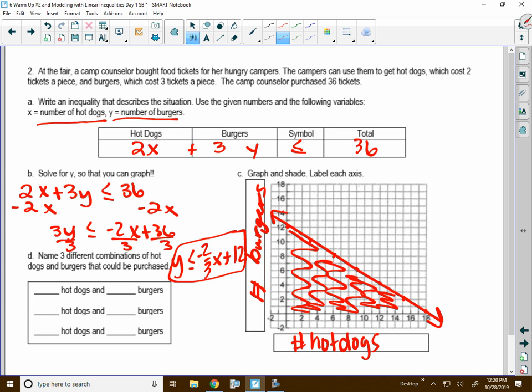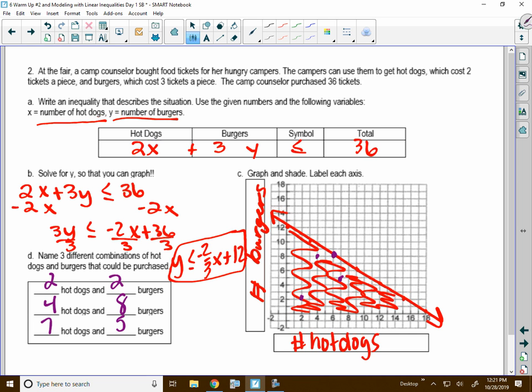This one's very similar to the last question. We shaded down because we were restricted by that 36 total. And then your combinations can be anything in that shaded region, anything you want them to be. Now, if we wanted to max it out, we would choose something on the line. So for example, I could do 6 hot dogs and 8 hamburgers. That would max out to 36 tickets.